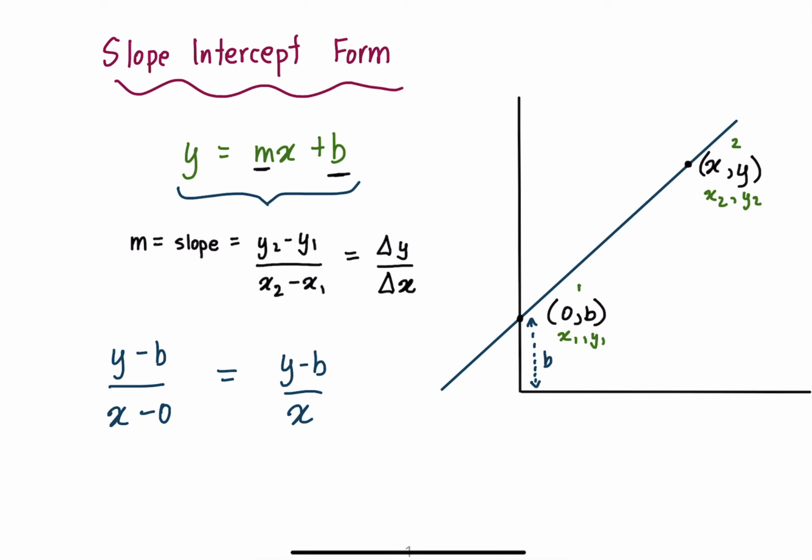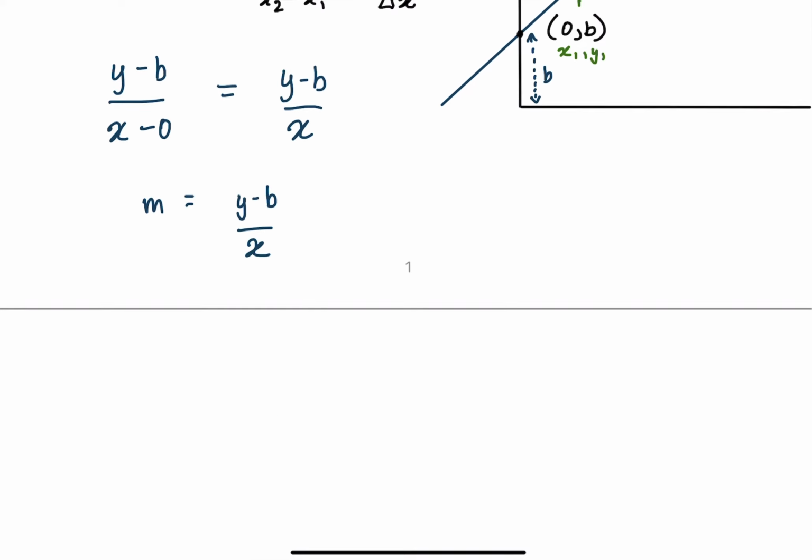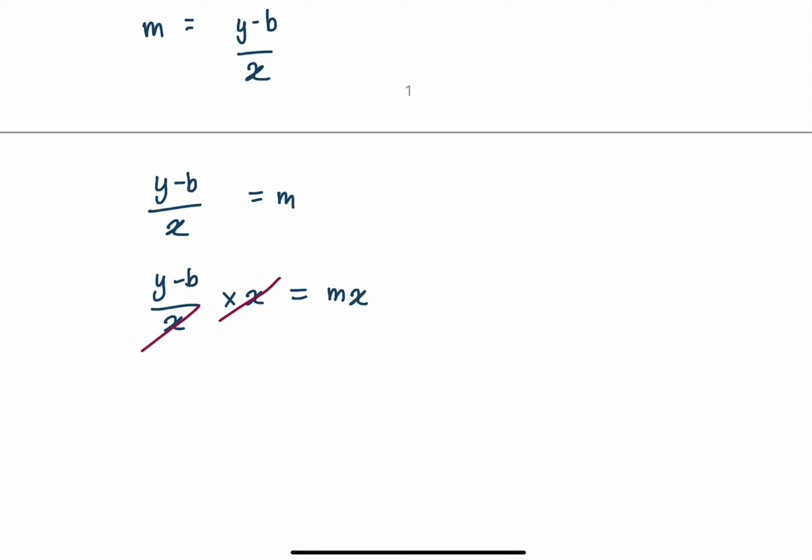So now, if you look at it, we have m, which is the slope, is equal to y minus b divided by x. Now, let's go ahead and take a closer look at this equation. So we have y minus b divided by x is equal to m. Now, if we take x and multiply both sides by x, that would give us y minus b divided by x times x is equal to mx. Now, over here, the x and x would cancel out, leaving us with y minus b is equal to mx.